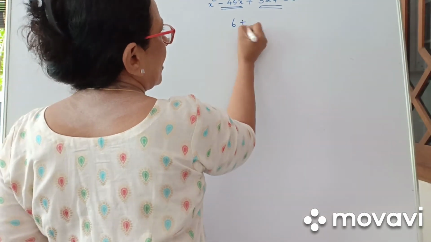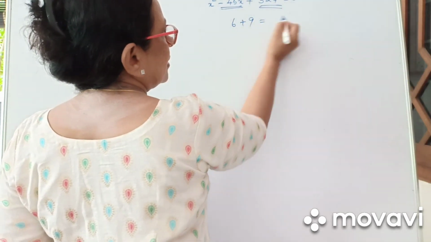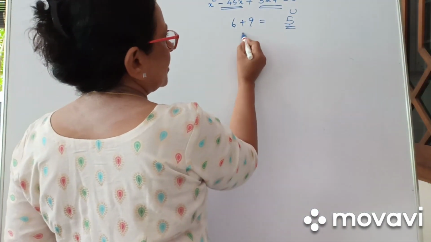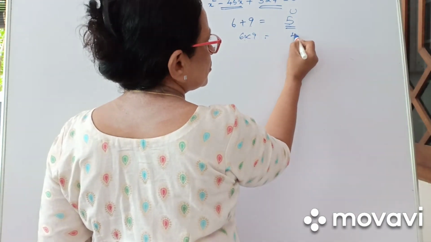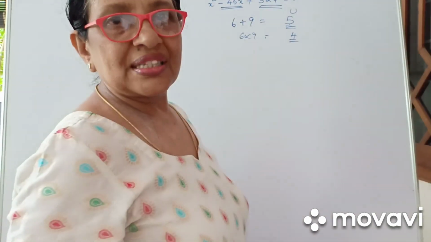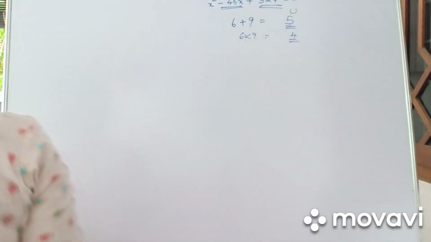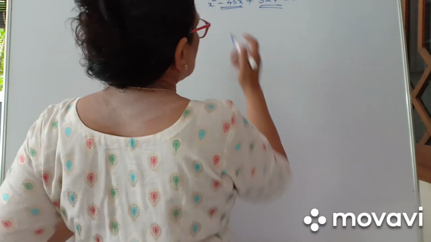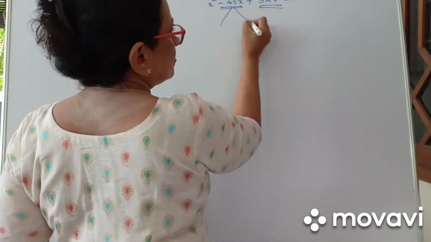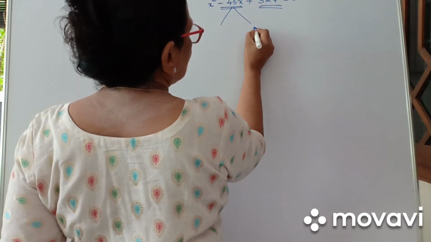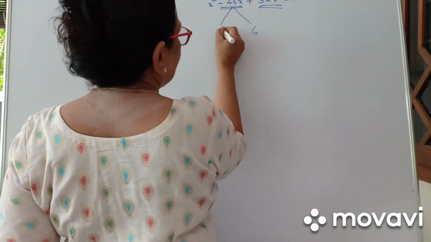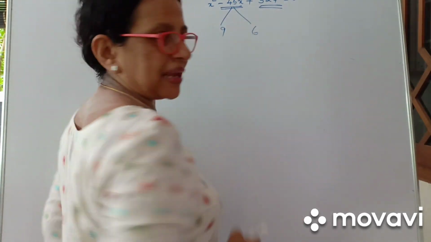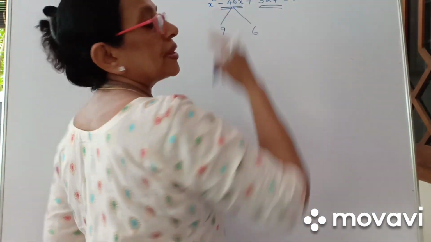So 6 and 9. If you add 6 and 9, what do you get in the units place? In the units place you have 5. And 6 into 9, what is 6 into 9? 6 9s are 54. So 4 is in the units place. Understood the trick? So this is the way you have to guess. You got the two numbers with units places 6 and 9. 6 and 9 will give you 5 in the units place, and if you multiply 6 and 9, you will get 4 in the units place.